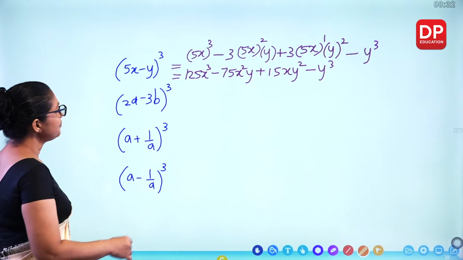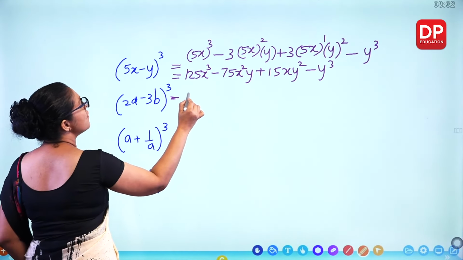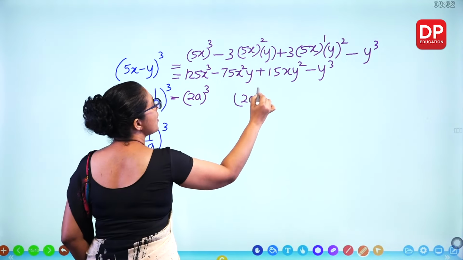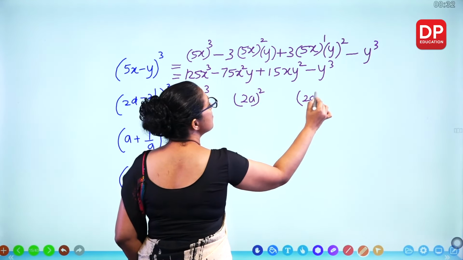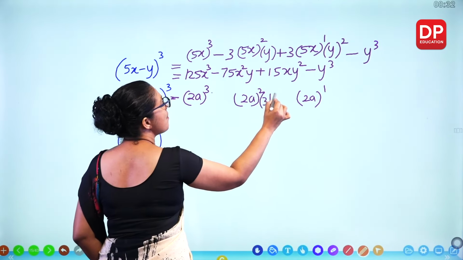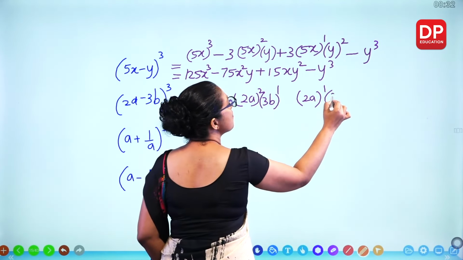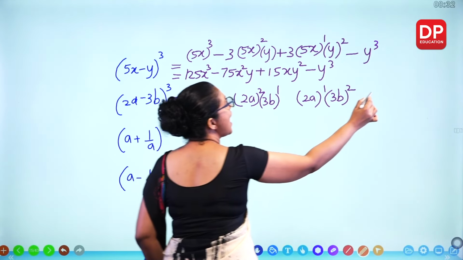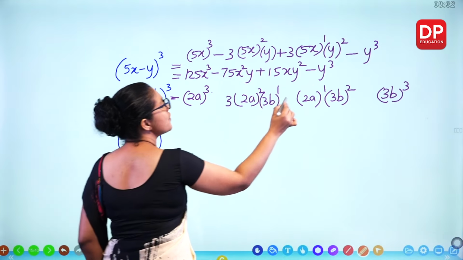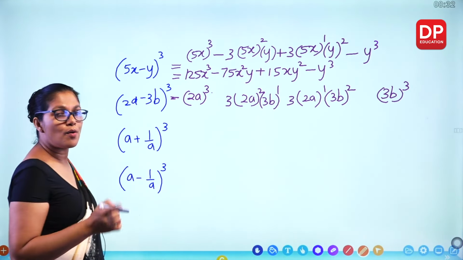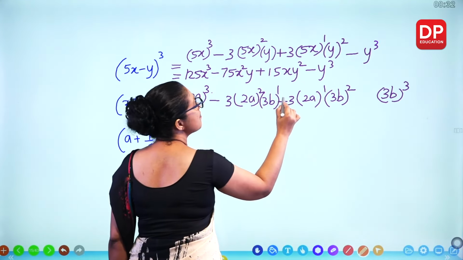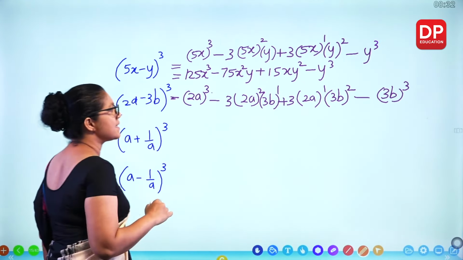This one, first term cube, first term squared, first term power 1. Second term, starting from this, power 1, power 2 and power 3. Then you put 3 here, 3 here. Now think about sign. First plus, second minus, third plus, last one minus.